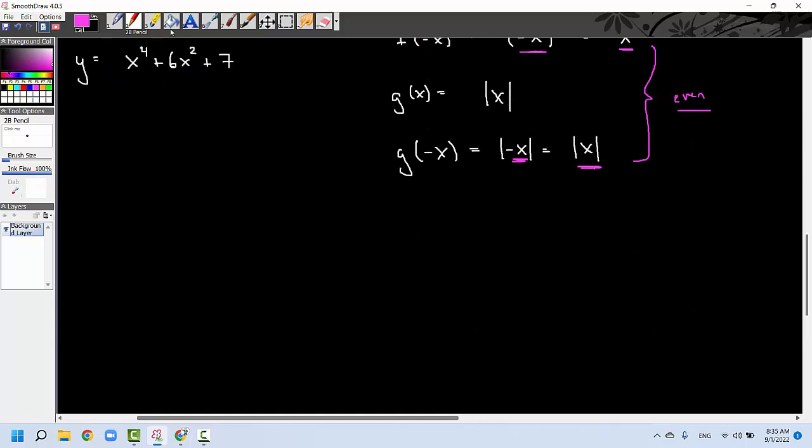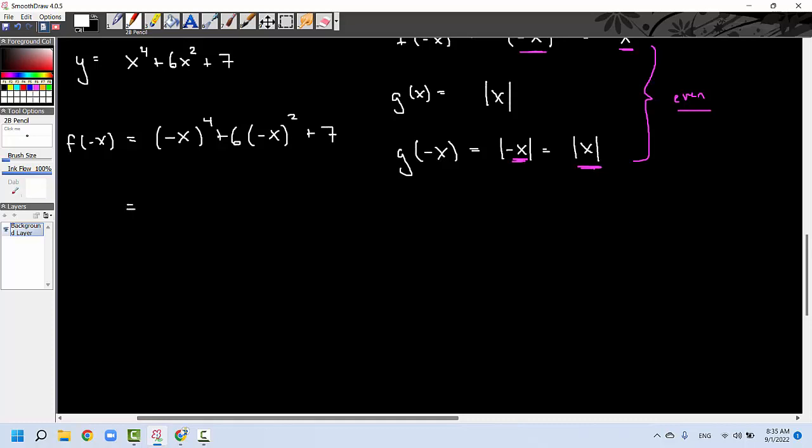So let's try to apply this concept to this harder example here, where we have f of x, or y, equal to x to the fourth plus 6x squared plus 7. So let's try and determine if this thing is even or odd. So again, what I'm going to do algebraically, because I've got no concept of what this graph looks like, is plug a negative x into each of my x's. So negative x to the fourth plus 6 times negative x squared plus 7. So let's see what happens. Let's just go and evaluate this thing.